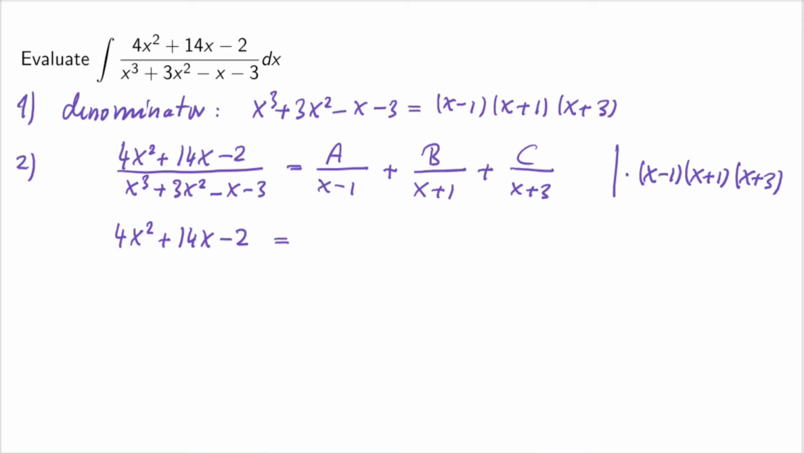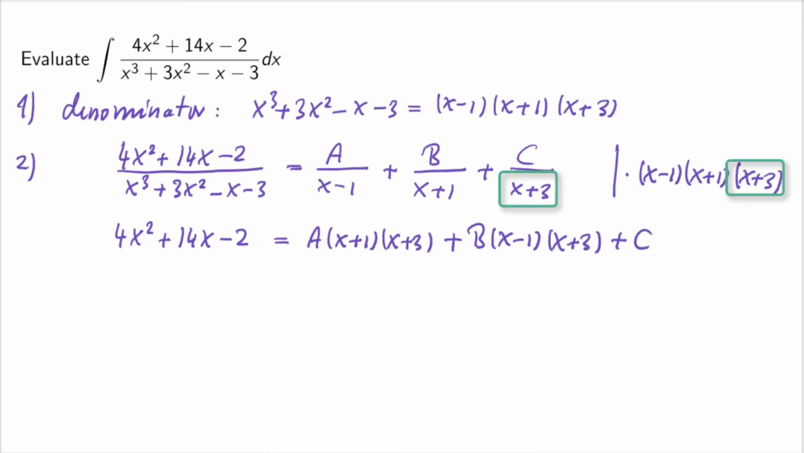So we get a times x plus 1 times x plus 3. Okay. And then for the b, we have the factor x plus 1, which cancels, and the other two remain. So then we have b times x minus 1 times x plus 3. And then for the c term, the x plus 3 cancels and the others remain. X minus 1 remains, x plus 1 remains. Hey, that was not so bad.